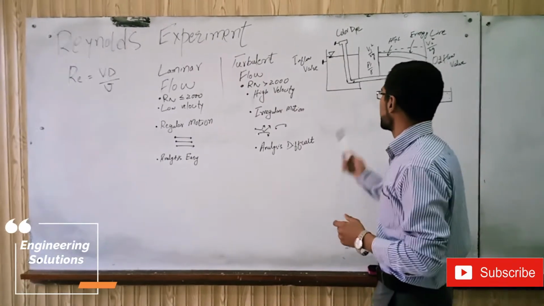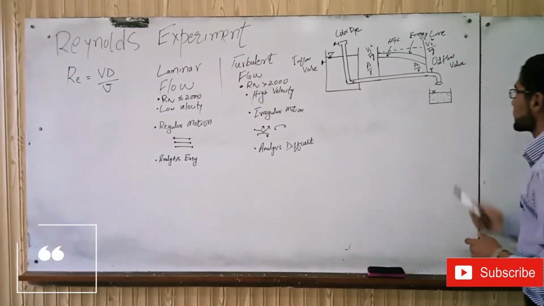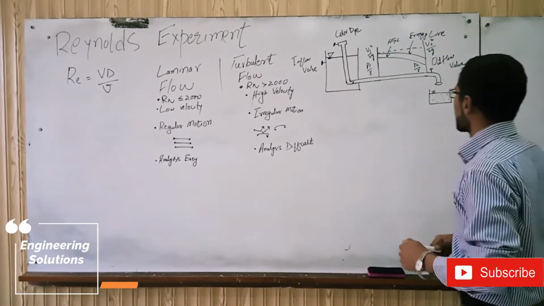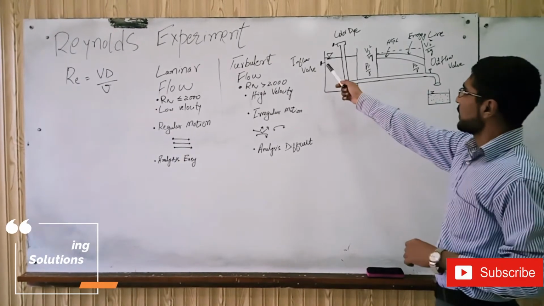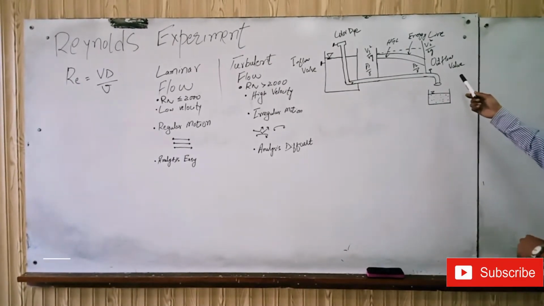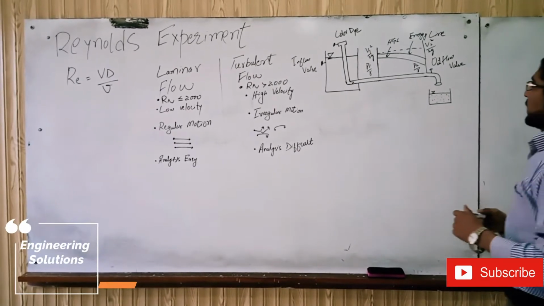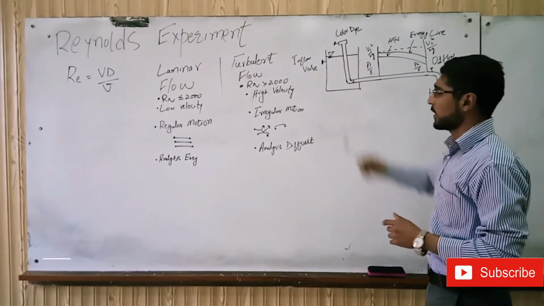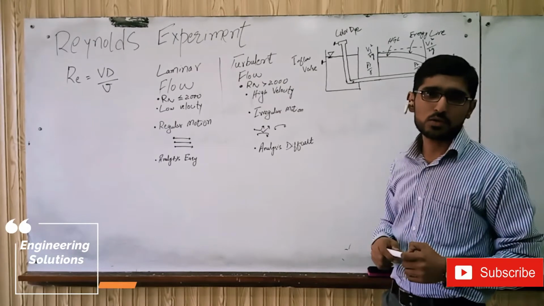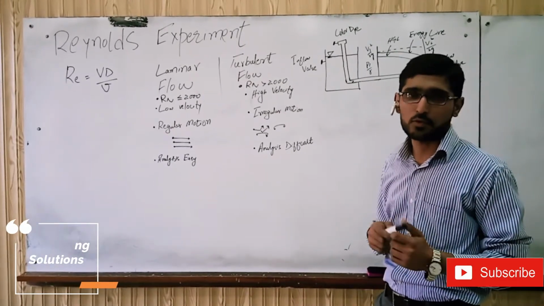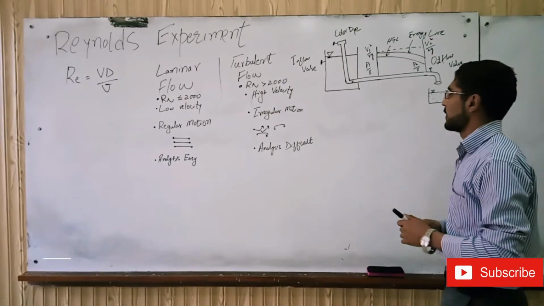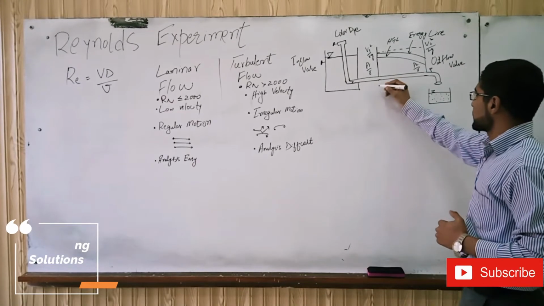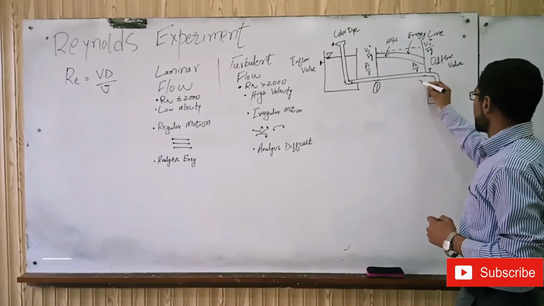So now we move toward the Reynolds experiment apparatus. In this apparatus, there is a tank of water, and there is one inflow valve, and at the other end there is an outflow valve. There is a color dye injector installed in the tank for clear observation of the fluid during the flow, which will help us in understanding the type of flow. There are two piezometers installed at point 1 and point 2.